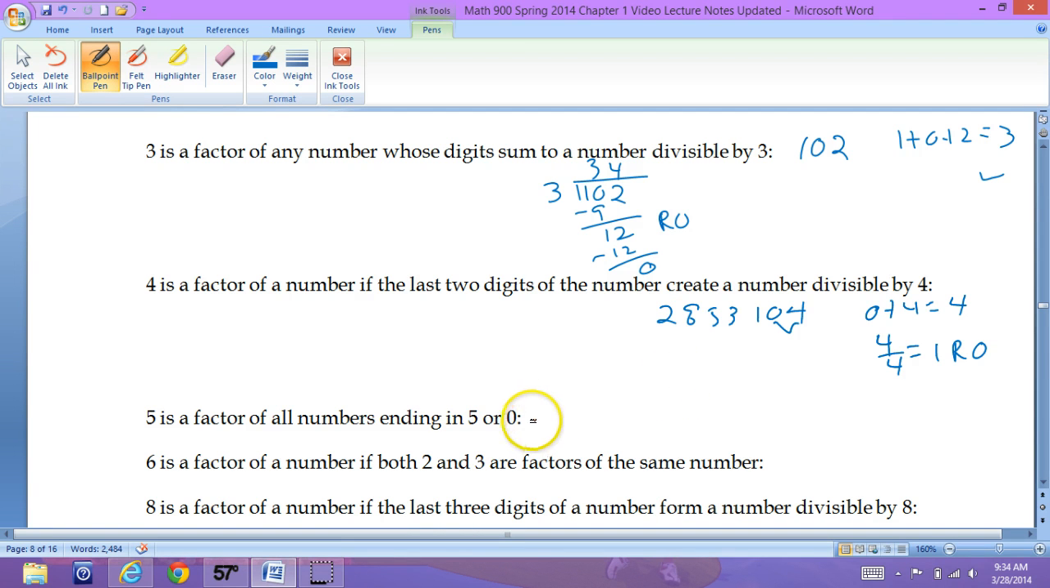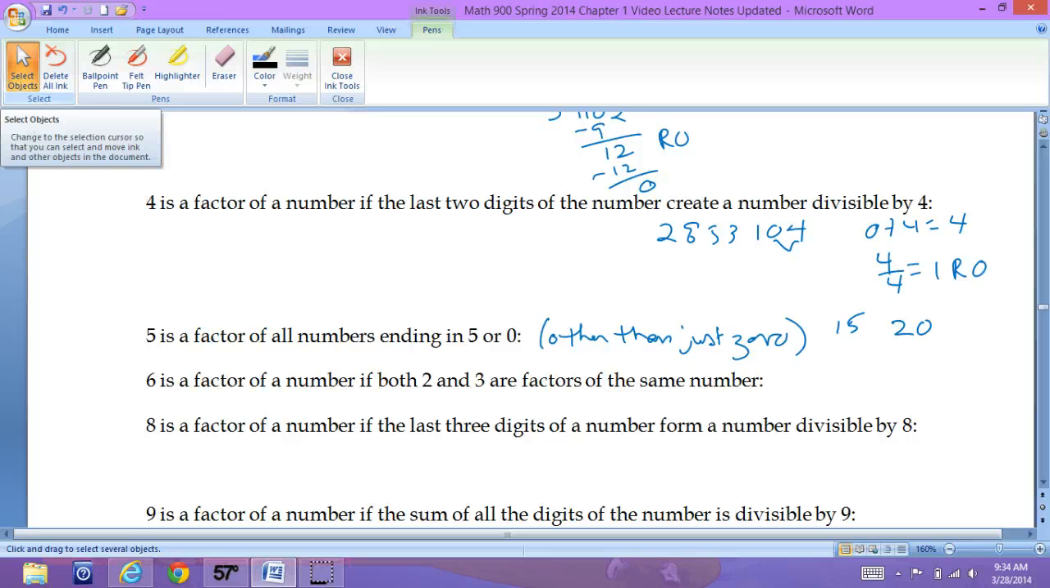5 is kind of quick and simpler. If it ends in a 5 or a 0, other than just 0, then 5 is a factor of that number. So for example, 15, 5 goes into 15, 5 divides 15, but 5 also divides 20, and 20 ends in a 0, okay? And then we're going to move on to number 6.